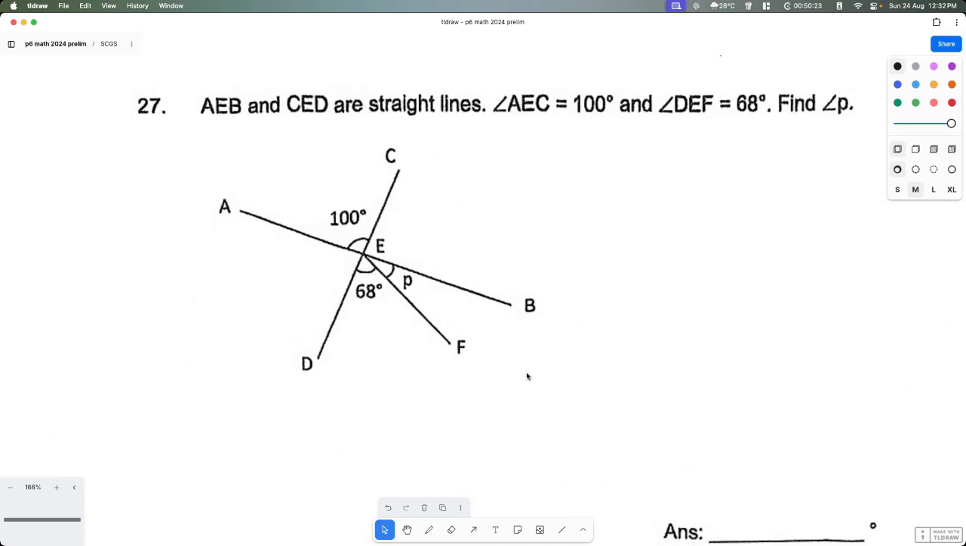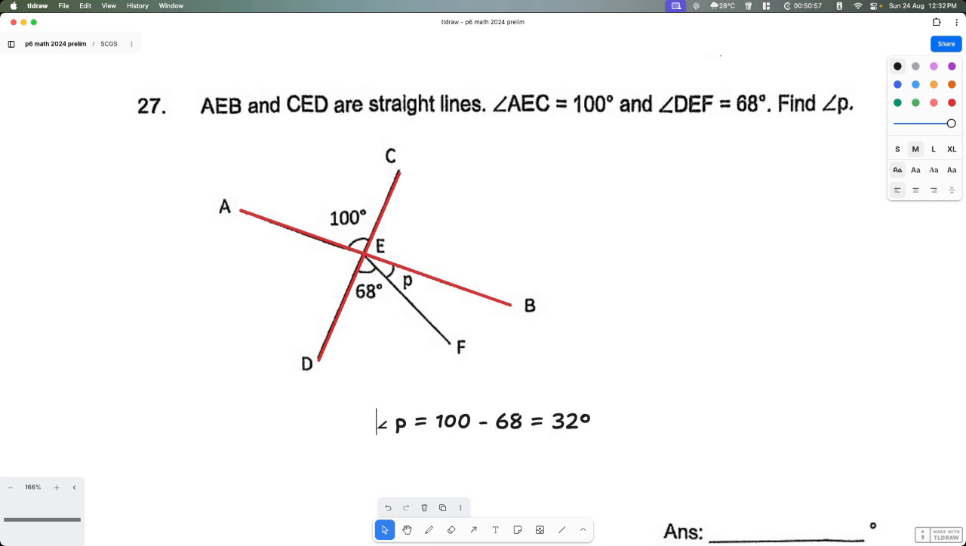Right, so AEB and CED are straight lines. Okay, angle AEC is 100 degrees, and angle DEF is 68 degrees. So find angle P. This is pretty straightforward. So these are straight lines. That's what you see over here. Right, so then basically angle P is equal to 100 minus 68, which is equal to 32 degrees.